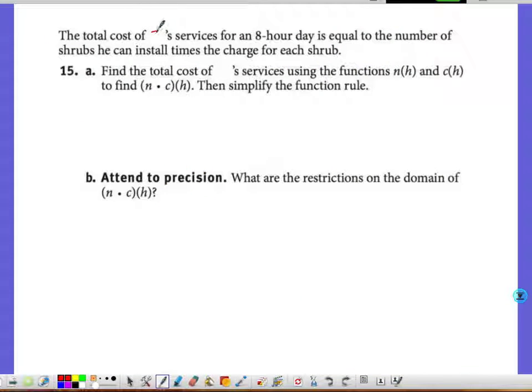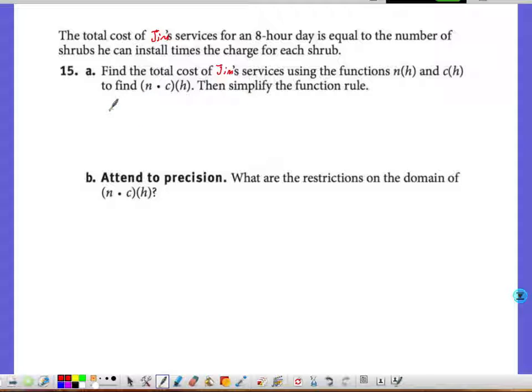The total cost of Jim's services for an 8-hour day is equal to the number of shrubs he can install times the charge for each shrub. Find the total cost of Jim's services using the functions n of h and c of h to find n times c of h, then simplify the function rule. Okay.